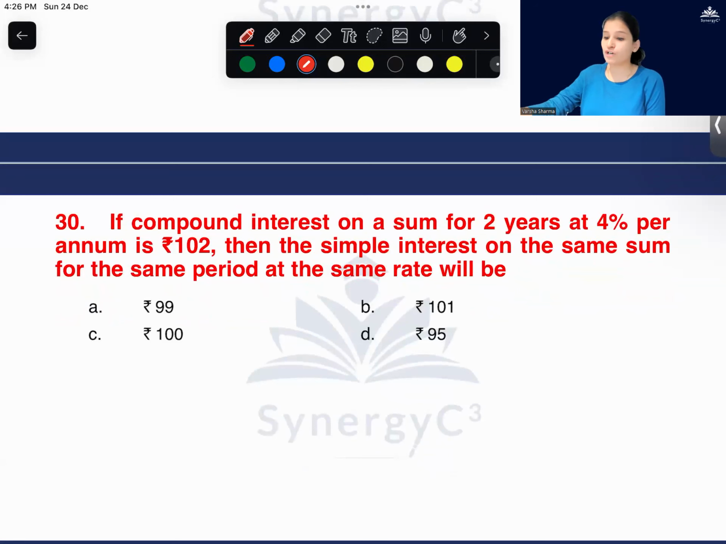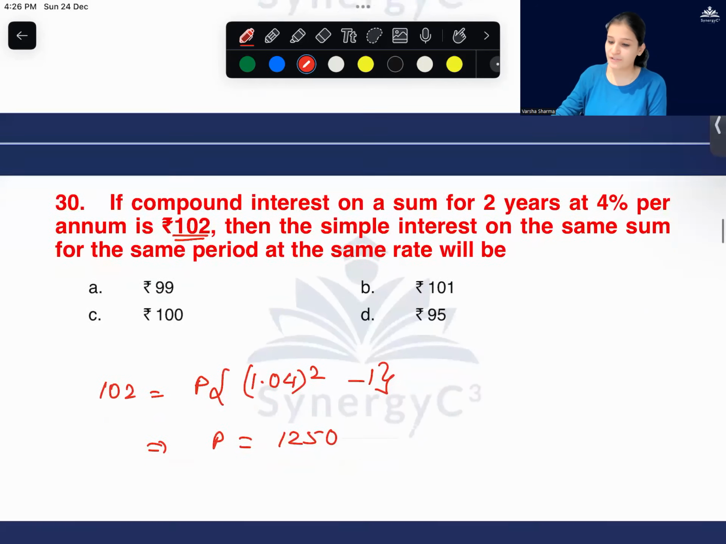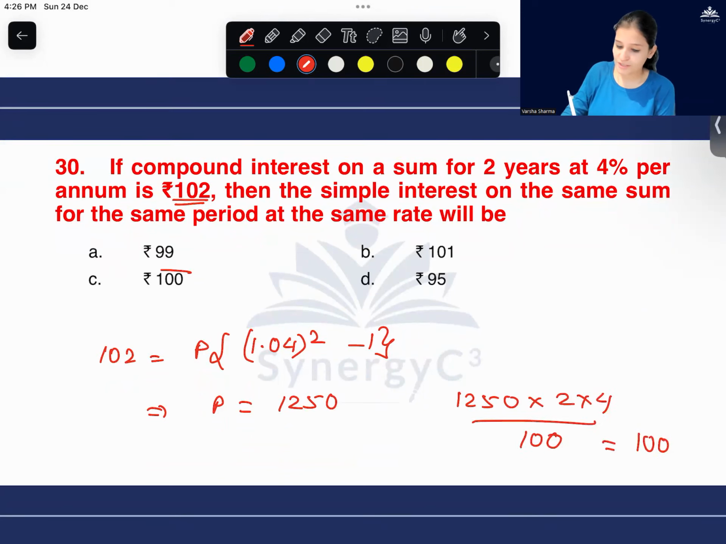Compound interest on a certain sum for 2 years at 4% is 102. Compound interest is 102 = Principal into (1.04 to the power 2 minus 1). From here, we got the principal to be 1250. Now, at this principal, find the simple interest for 2 years. 1250 for 2 years at 4%. This is rupees 100. Option C.